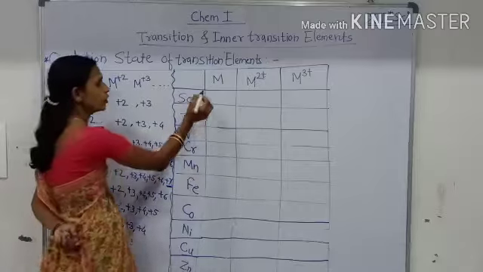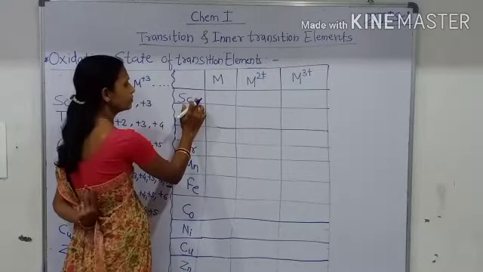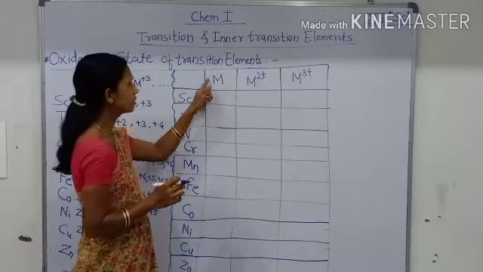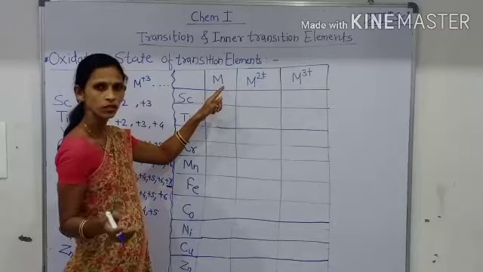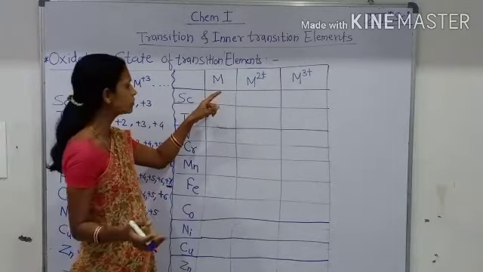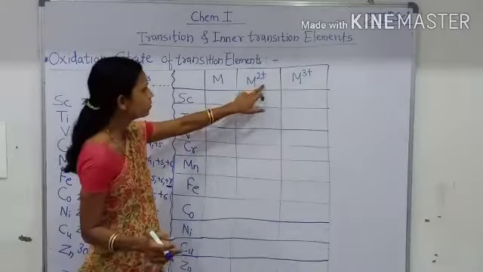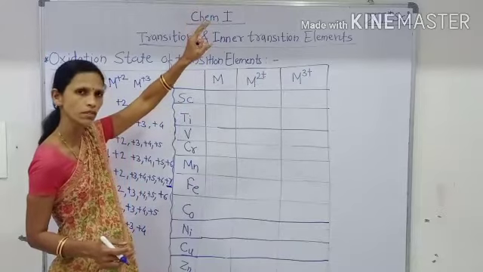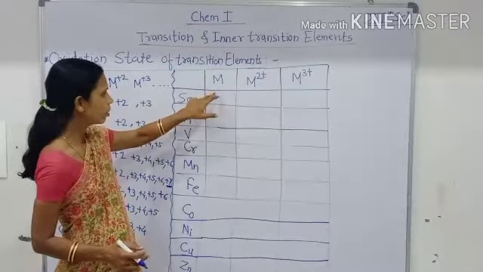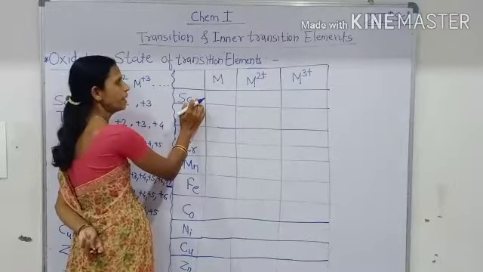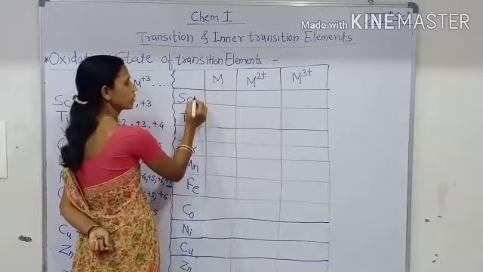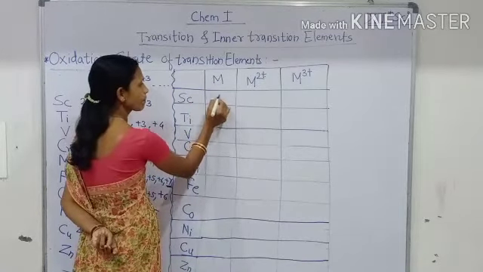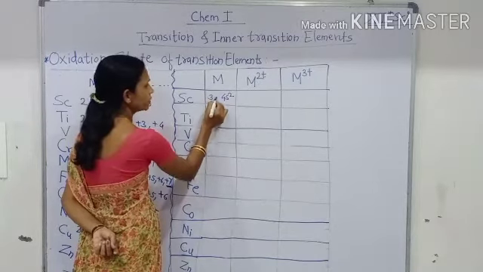Then see here, when scandium does not lose its electrons, it is in atomic form. When it loses 1 or 2 or more electrons from 4s and 3d, then it shows M2+, M3+, M5+, M7+ oxidation states. See here, the valence electronic configuration of scandium is 4s2, 3d1.